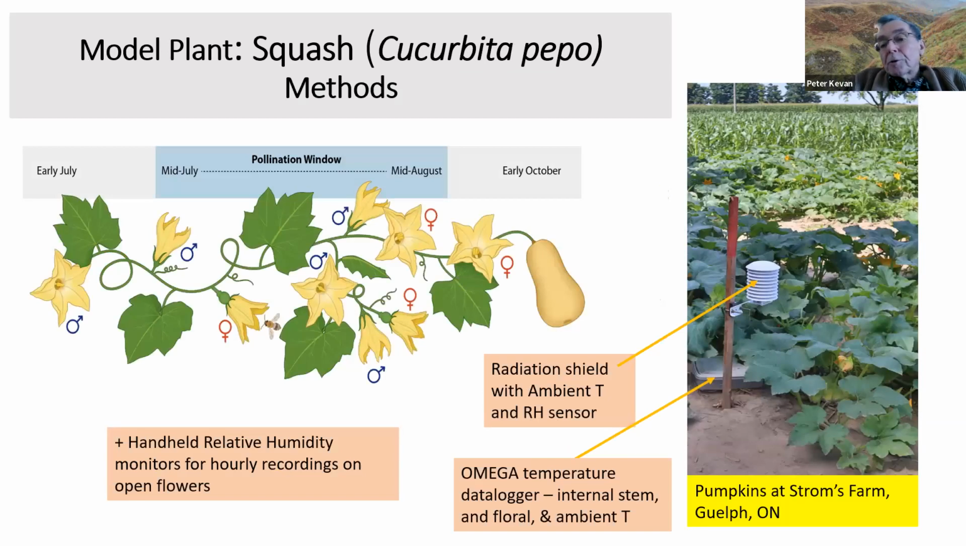We also moved out into field crops, because that way we were able to get a team of people into the field, and they could stay 6 feet apart according to social distancing. And so we were looking at squash and looking at radiation, the amount of radiation load on squash plants, relative humidity, and the temperature data loggers, such as we had already used in the greenhouse. So that gives us a field crop that was used at Strom's farm in nearby Guelph. Next.